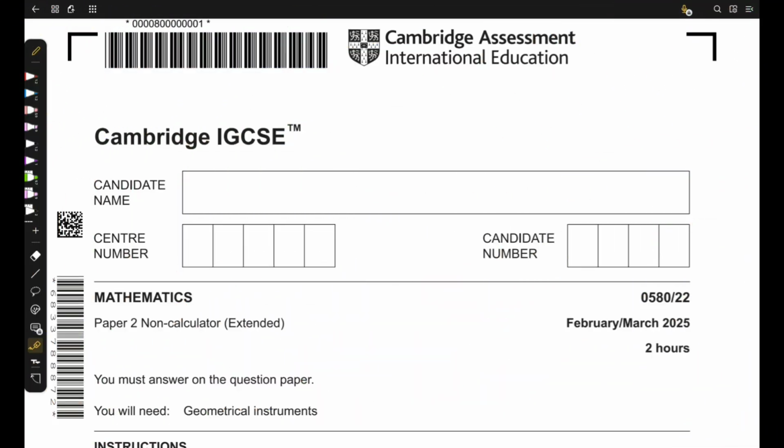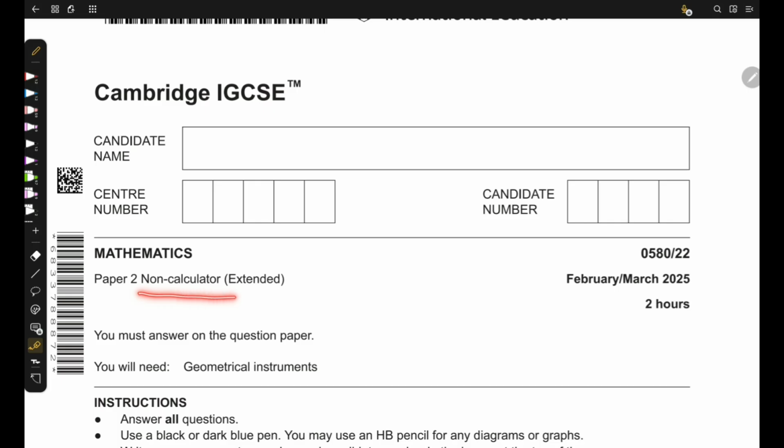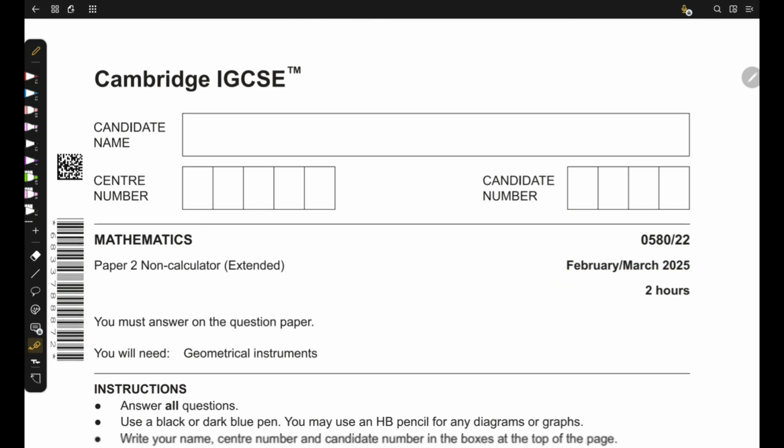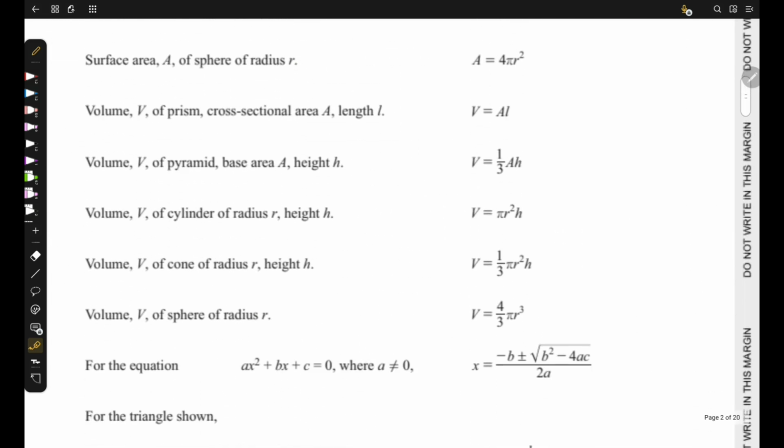Today we are going to discuss Cambridge IGCSE Maths Paper 0580, Paper 2, Variant 2. This paper is totally non-calculator and extended, and this paper is from March 2025. So let's start the paper.